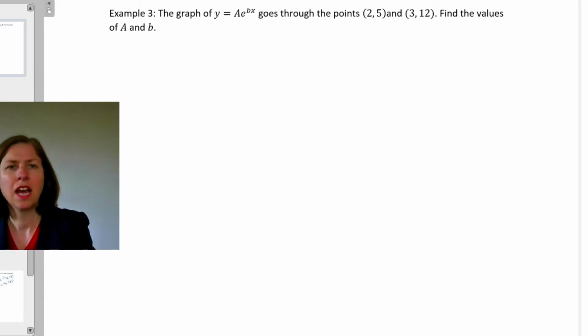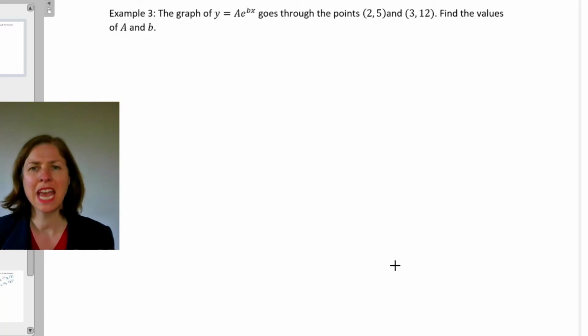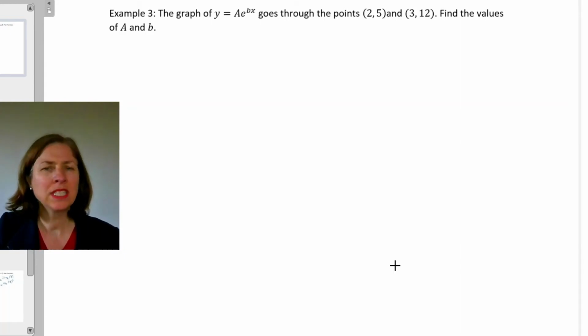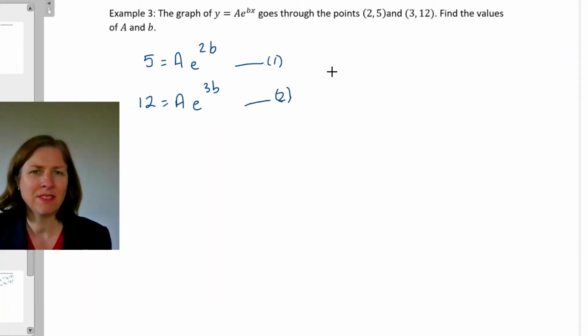We've got the graph of y equals a times e to the power of bx goes through the two given points, and we need again to find the values of a and b. And once again, I'm going to do the same thing. I'm going to substitute in the 2 points in order to make 2 equations. So that gives me 5 equals ae to the power of 2b, and 12 equals ae to the power of 3b. Now this is a kind of equation we haven't seen before.